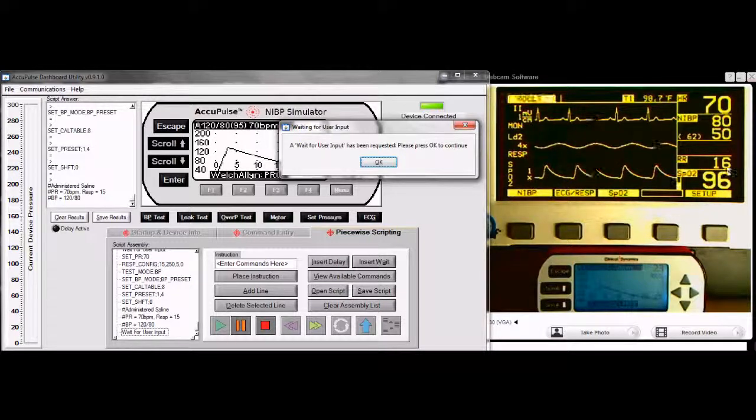With serial communications and synchronized integration of the complete system, multiple clinical scenarios may be programmed and played back. This ends our overview of the AccuSim testing and calibration system.